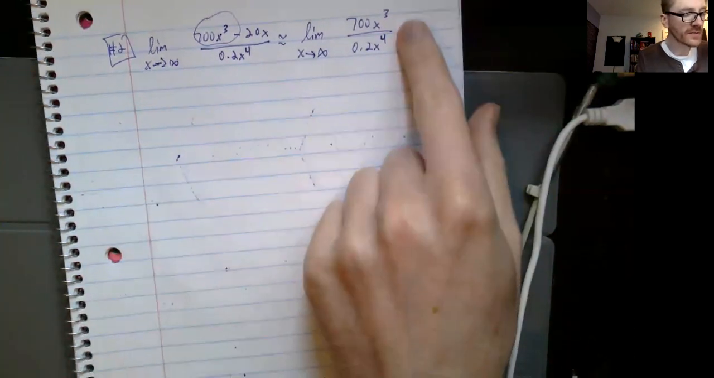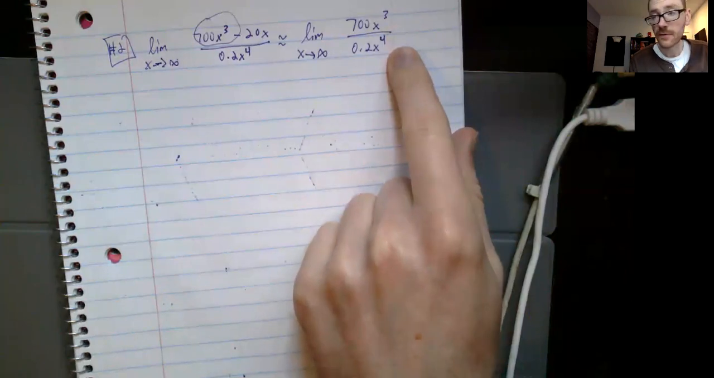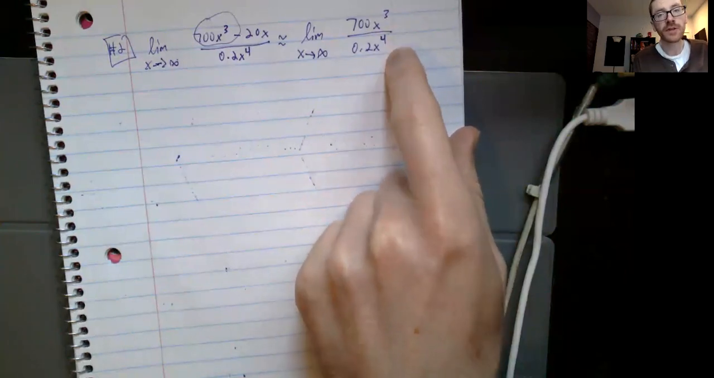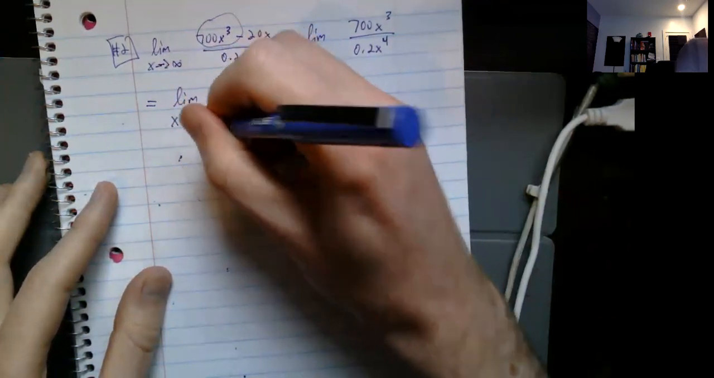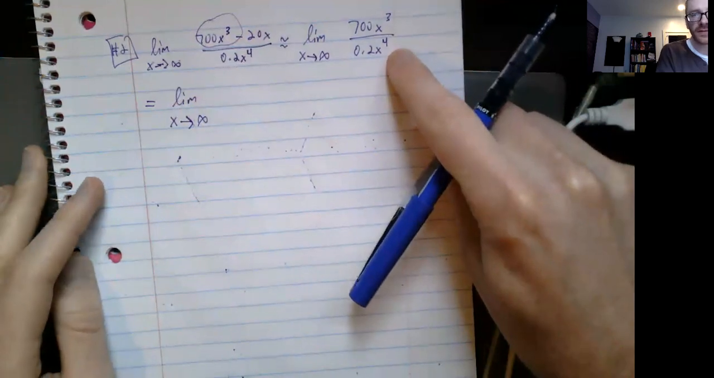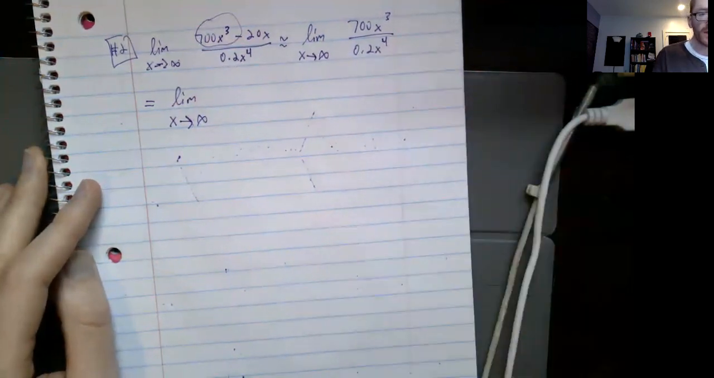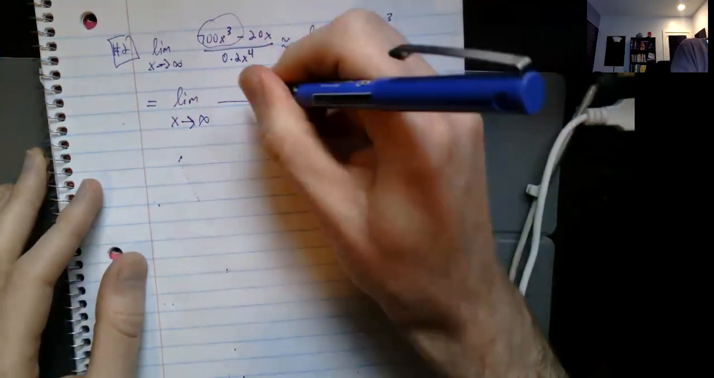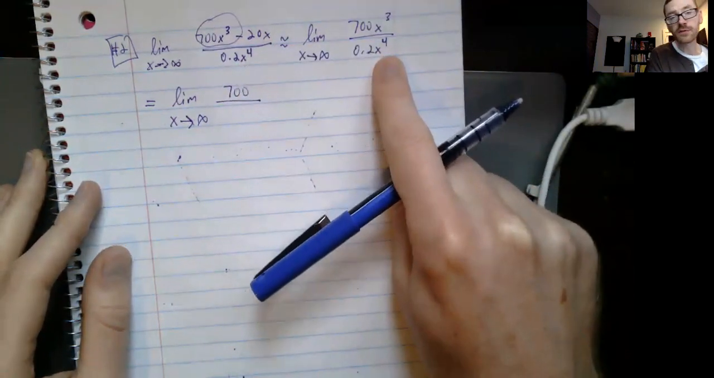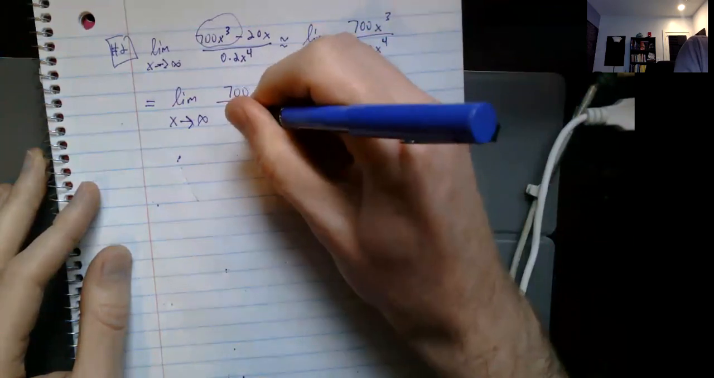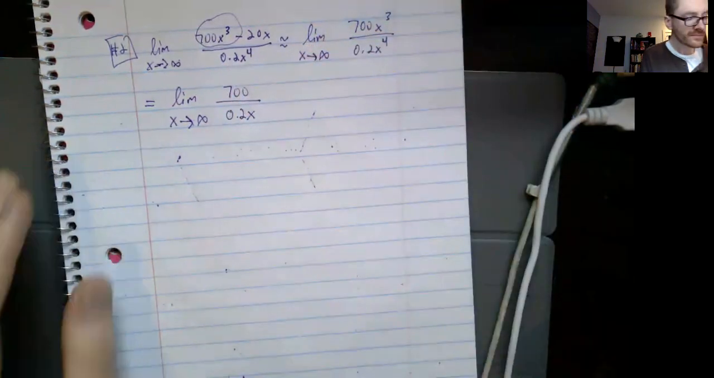You've got 3 copies of x on the top and 4 copies of x on the bottom. So you can cancel some of those copies of x, right? 3 of these copies are going to cancel 3 copies down below, leaving us with, well, the 700 is still there, and there's just going to be 1 copy of x left over in the denominator, so 0.2x.